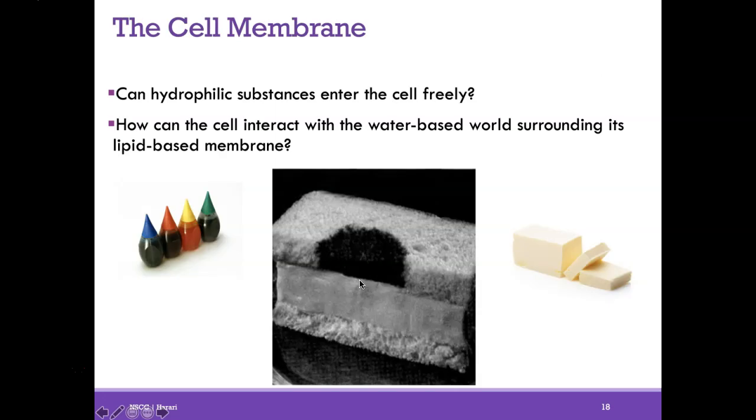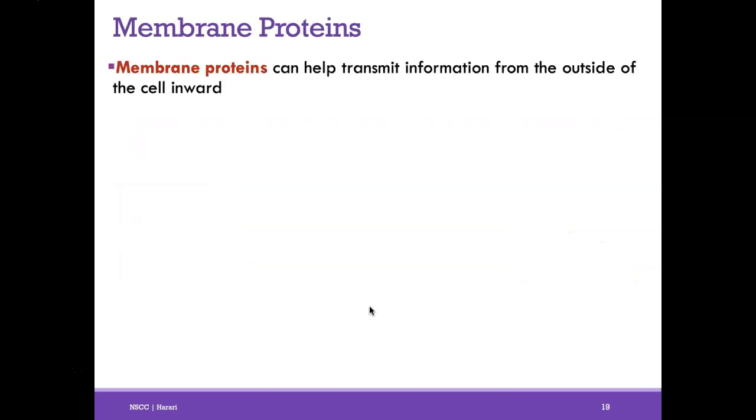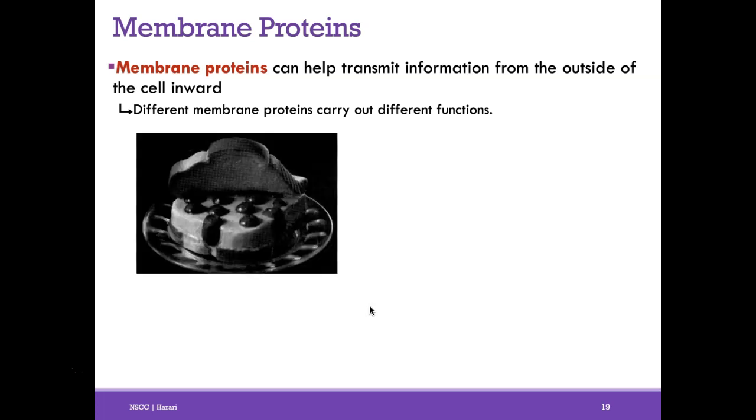And that would not be able, so the dye, which is watery, cannot get through the fatty acid tails, the buttery portion. And that's a good thing, right? We want to have some protection. We only want information to get inside if it's needed. So membrane proteins can help transmit information from the outside of the cell inward, but they can also do a lot of different things. So different membrane proteins have many different functions.